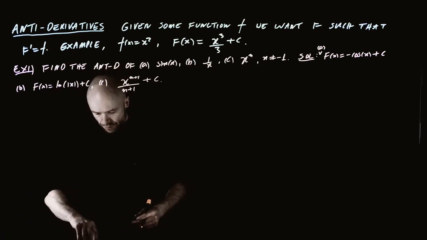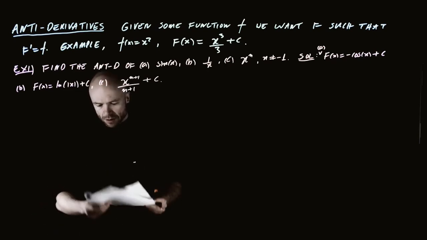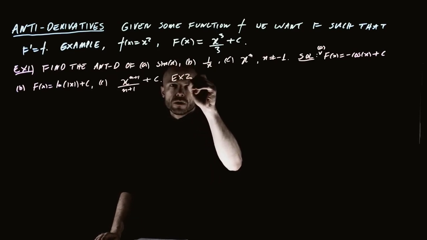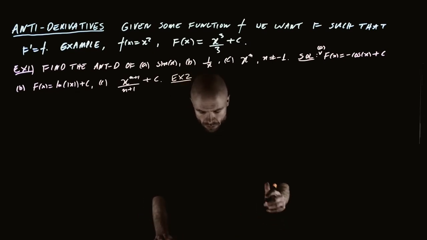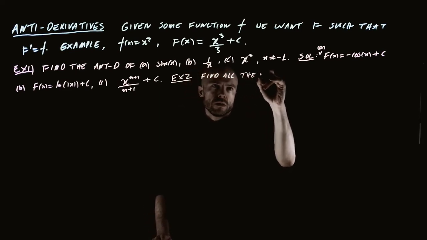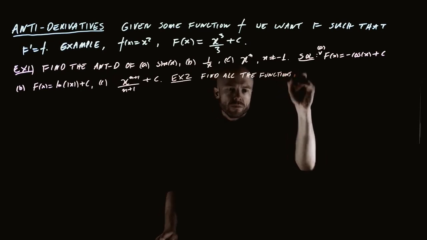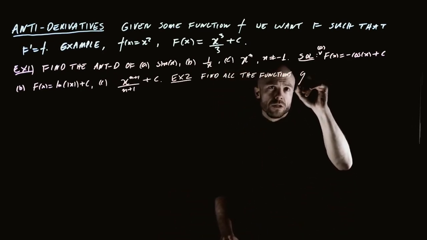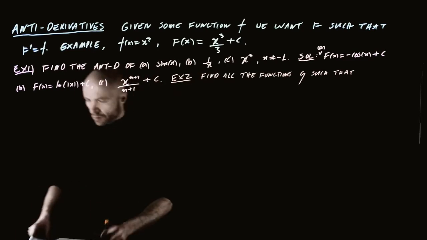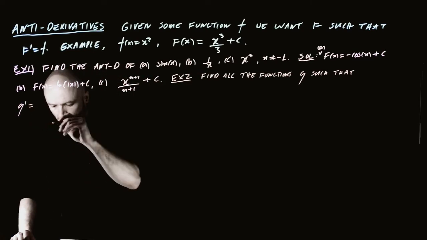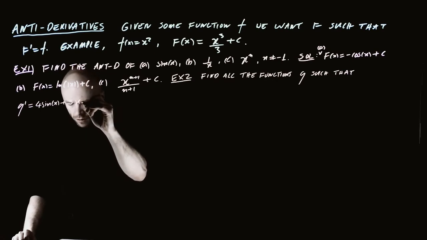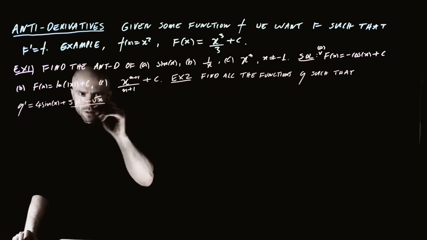So just basically guessing, we can easily come up with the antiderivative of some simple functions. Not too difficult. Let's do a slightly trickier example. Example 2. Find all the functions g such that g prime is equal to 4 sine of x plus 5x to the 5 minus square root of x over x.